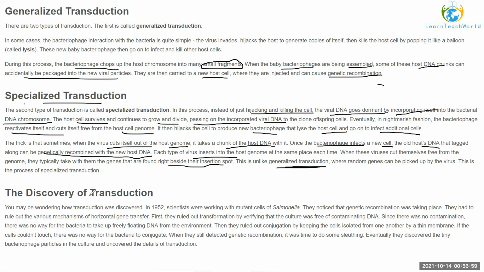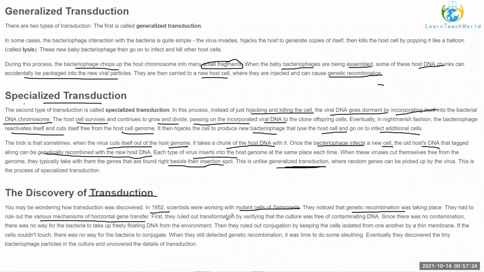Now, how did this transduction even get discovered? How were such tiny organisms studied? So, in 1952, there were scientists who were working on the mutant cells of Salmonella species. Then they noticed that genetic recombination was taking place. They had to rule out the various mechanisms of horizontal gene transfer.